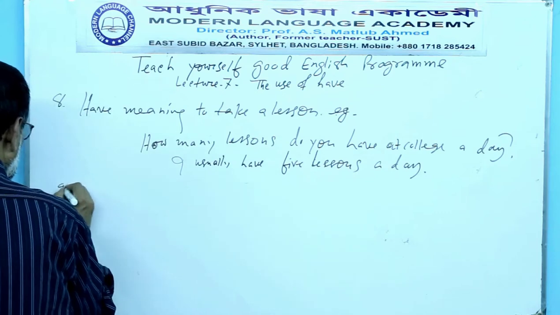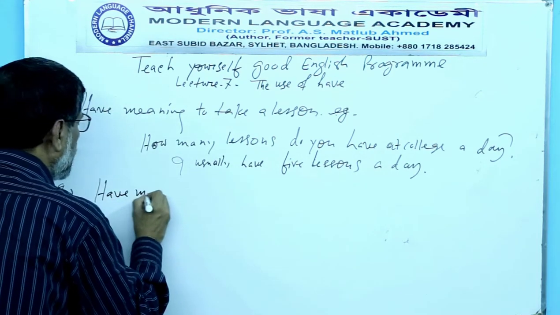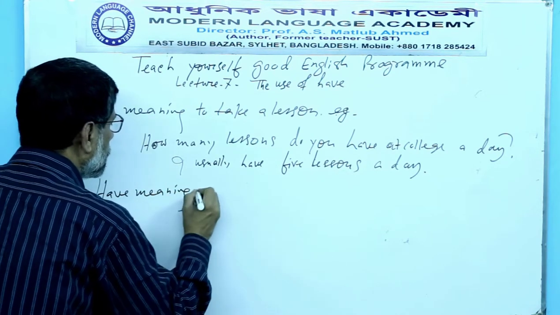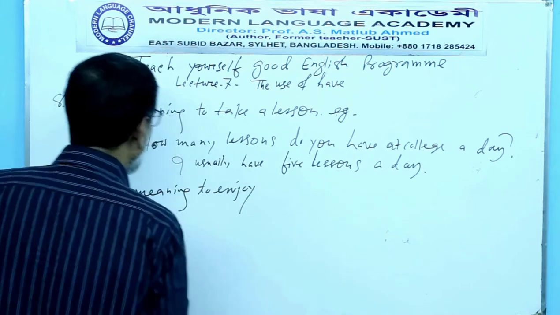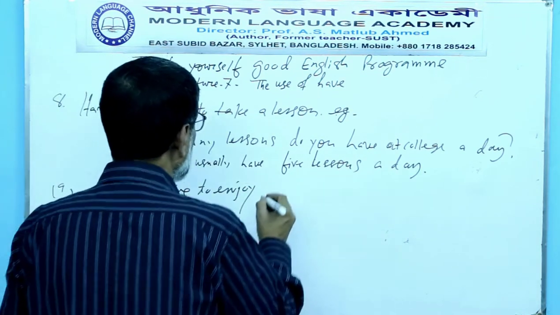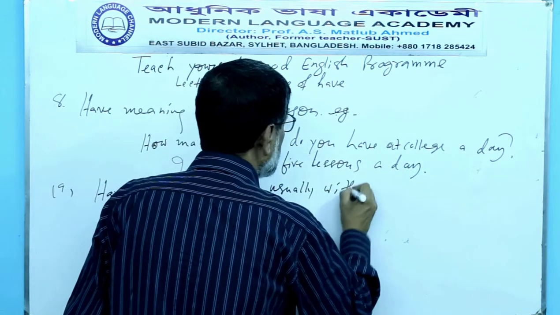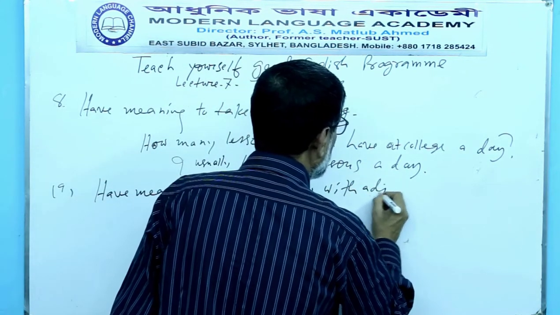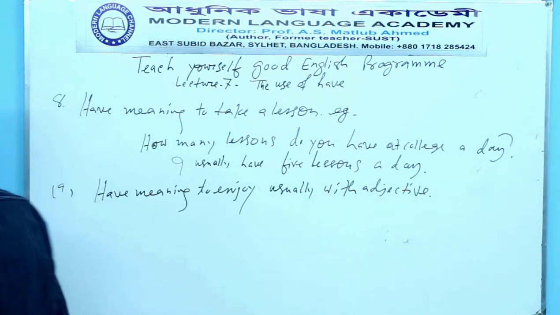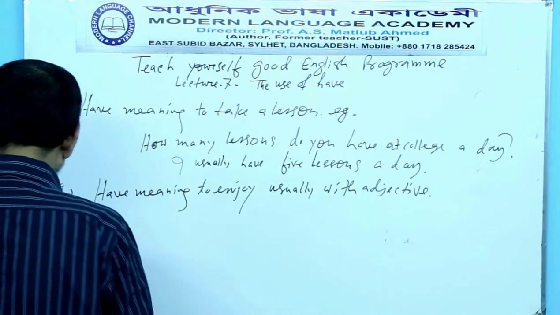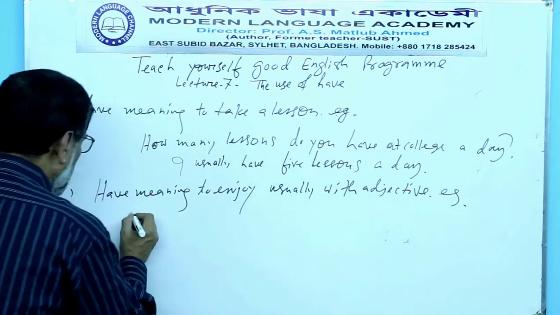Number 9. Have meaning to enjoy. উপভোগ করা. Have অর্থ হচ্ছে উপভোগ করা. Easily with adjectives, A-D-J-E-C-T-I, adjective. Easily with adjective. For example, I hope you'll have a good journey.